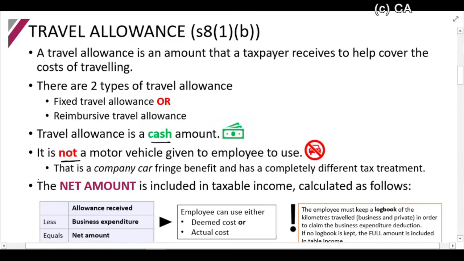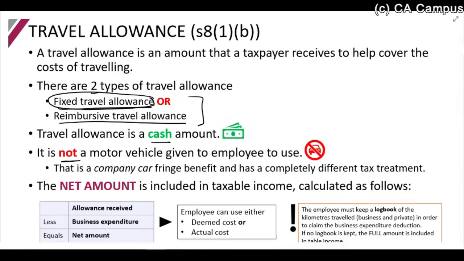Travel allowances, they say, you have to have your own vehicle, and we give you money to pay for the costs of traveling. Now, you get two types of travel allowances. You get a fixed travel allowance or a reimbursive travel allowance. A fixed travel allowance, and this is probably the most common to see from an academic perspective, is where they pay you 2,000, 3,000 rands a month, for example. So every single month, you get the same amount. If you travel more or less, you get the same amount of travel allowance every single month.